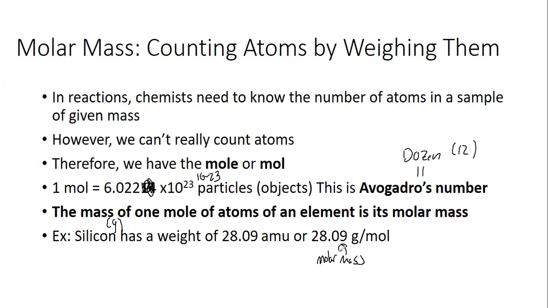And we've already talked about units that have this fraction in there. What this says in English is that there are 28.09 grams for every 1 mole of silicon. That's what molar mass is.